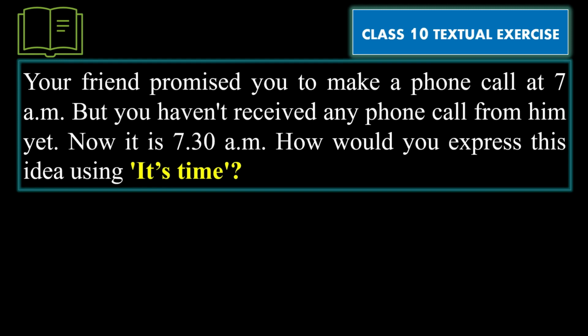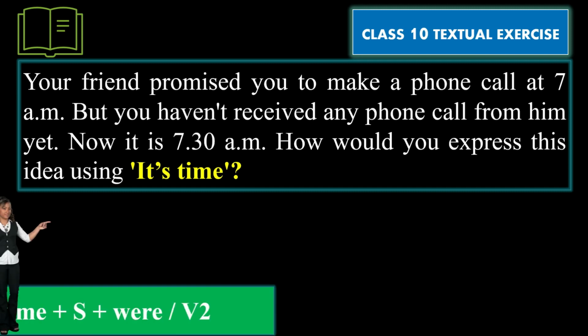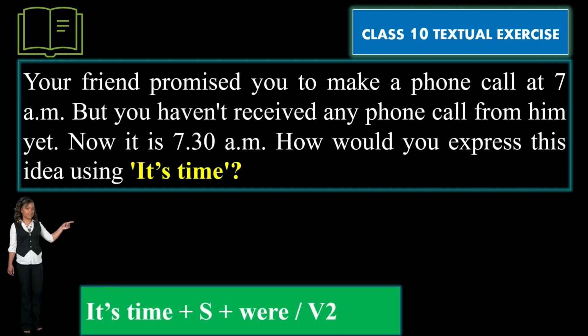Your friend promised you to make a phone call at 7 a.m. but you haven't received any phone call from him yet. Now it is 7:30 a.m. How would you express this idea using it's time? The structure, it's time, subject, past tense verb. Let's do it now. It's time. And now your friend is not here with you, so you cannot say you because you are not talking to him directly. So you have to say my friend as a subject. It's time, my friend.